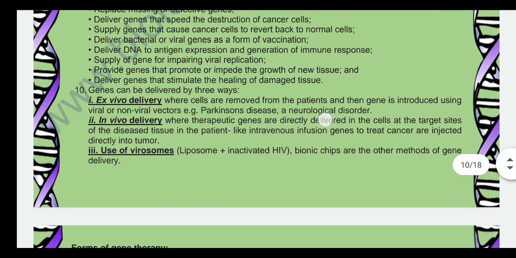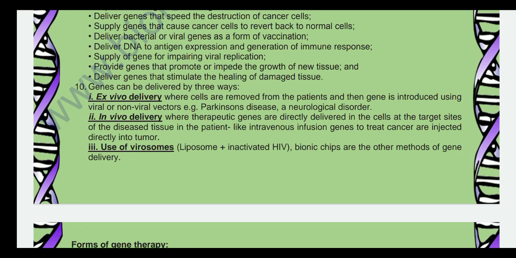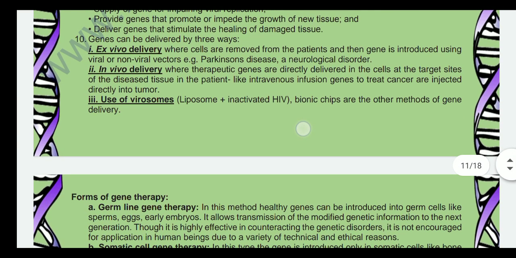Supply genes for impairing viral replication. Provide genes that promote the growth of new tissue, that means the formation and rapid growth of new, healthy tissues. Deliver genes that stimulate the healing of damaged tissue.